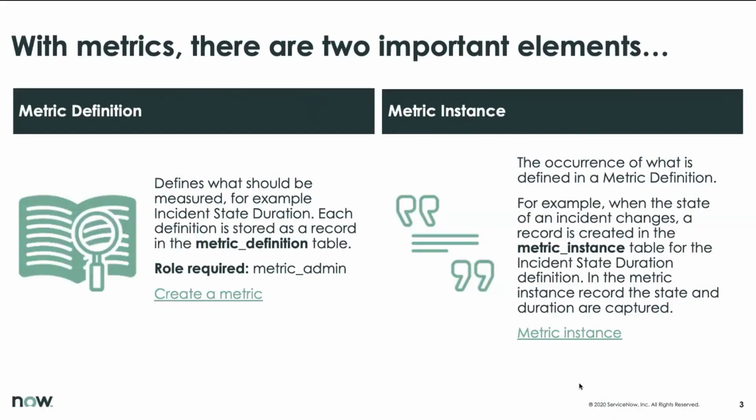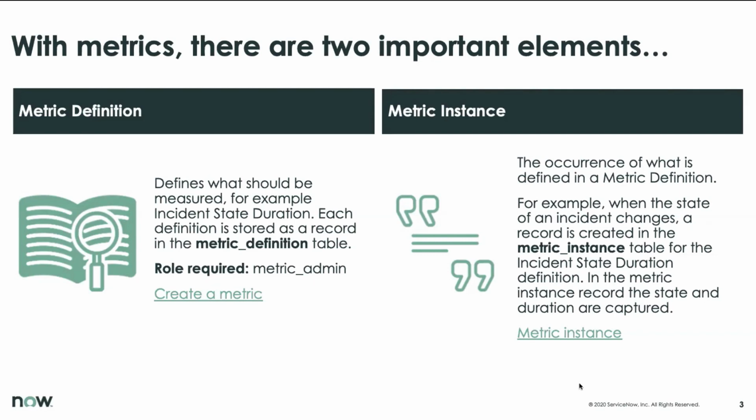So with metrics, there's two important elements that you always have to think about: a metric definition, and that basically is deciding what it's going to calculate, what it's going to get that snapshot of, that duration of, and you build those out, and then you can use that further. And in order to do that, you do have to have the metric admin role. And of course, here's a ServiceNow document that'll give you even more information.